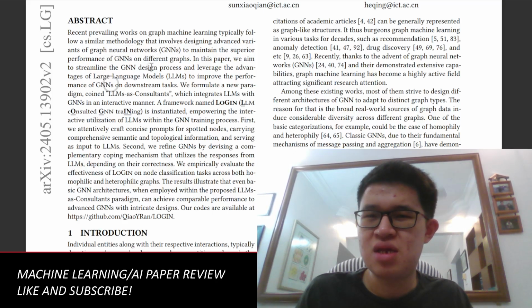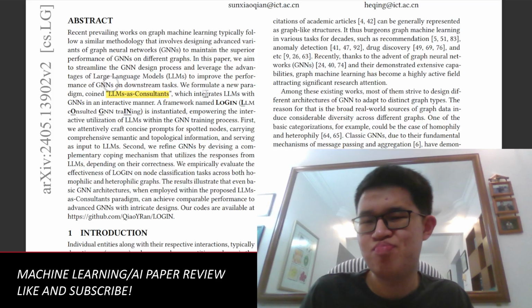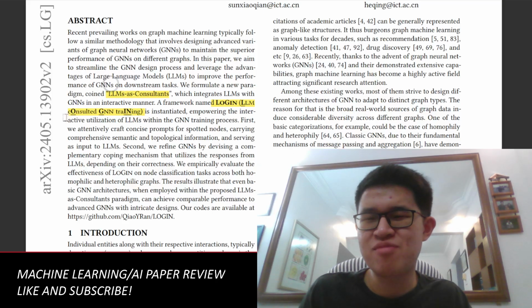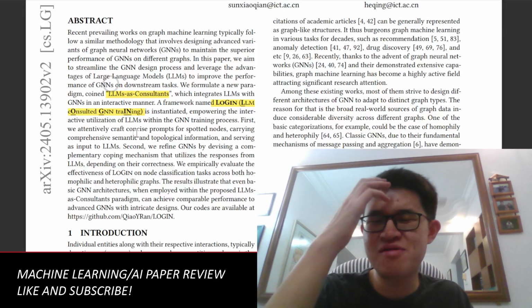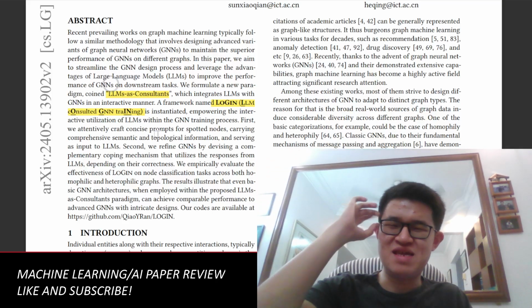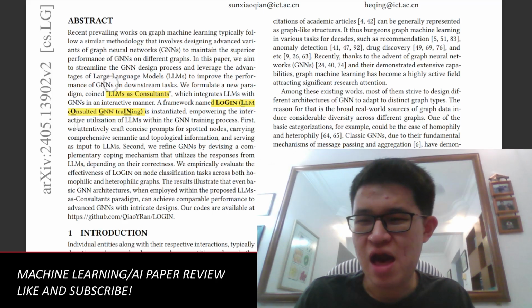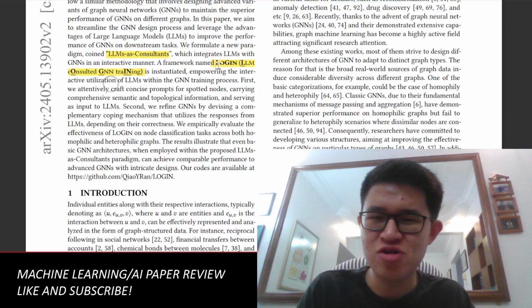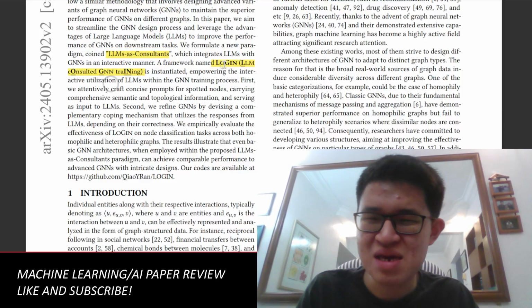Okay. GNNs. We need better ways to improve GNNs right here. LLMs as consultants. Yeah, consulting the GNN. And they have this really bad abbreviation, a really bad name, right? LLM consultant GNN training. Why do you pick the letters that are in between the words? Don't do that, right? It should be LCGT, right? It makes much more sense than login. Anyway, yeah, I don't like the name.